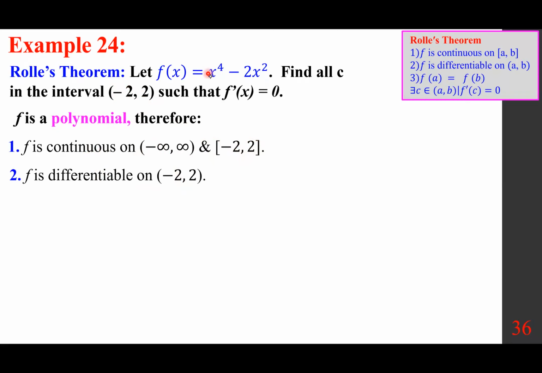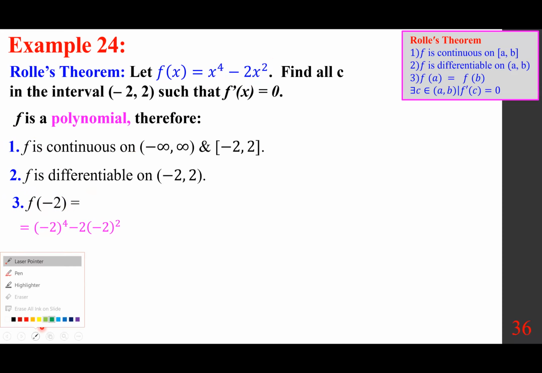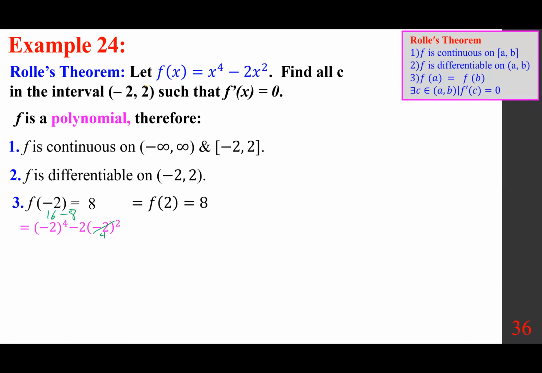So all we have to do is look at the endpoints, -2 and 2, and evaluate the function. What is f of -2? -2 to the power of 4 minus 2 times -2 squared. This is 16 minus 8, and the answer is 8. What about f of 2? If I plug in 2 here, I also get 8, because 2 to the power of 4 minus 2 times 2 squared is 16 minus 8.